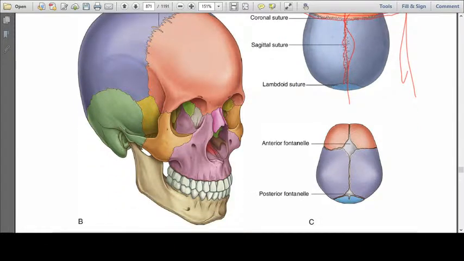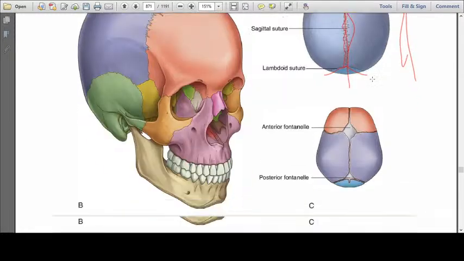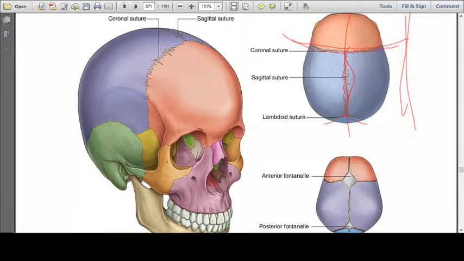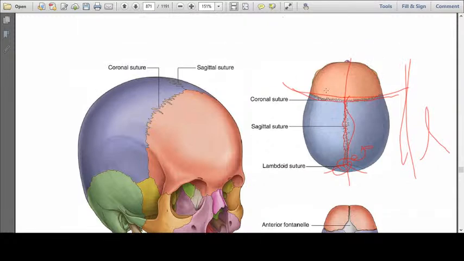This is lambdoid suture. It is called that because it is of a lambda shape. We can see it is of lambda shape, and we know the shape of the lambda. So it is lambdoid suture. This way we can remember the particular sutures of the skull. This plane also shows the sagittal suture and the coronal suture.